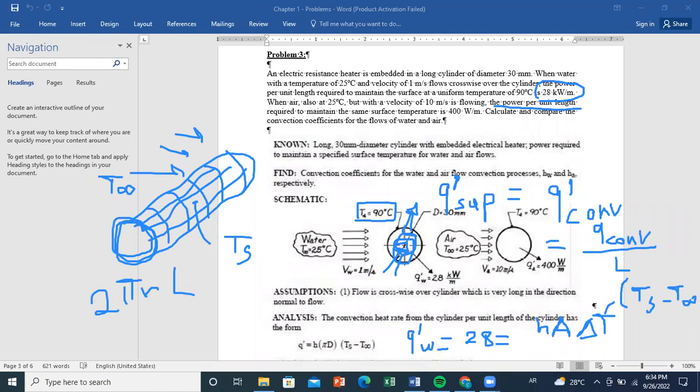Everything is provided for us. So if we start with water, we know that T infinity is 25, so we can replace T infinity by 25. The temperature of the surface that we want to maintain is 90 degrees, so Ts is 90. Now, as we mentioned, we want to determine the flux per unit length, so we should divide A by L. And as you can see, if you divide the convective area by L, you will just get 2 pi r, or pi times d.